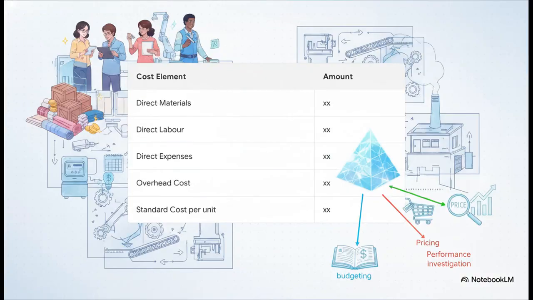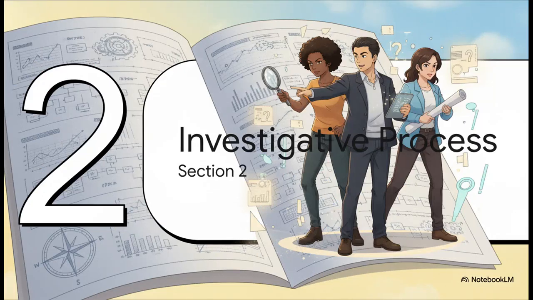And this brings us to the standard cost card. This is literally our physical blueprint, and it's built step by step from materials, labor, and overheads. By adding up the standard costs of these individual elements, management locks in the total standard cost per unit. That number becomes the absolute rock-solid foundation for budgeting, for pricing, and for the performance investigation we're about to run. Moving right along to Section 2, the investigative process.